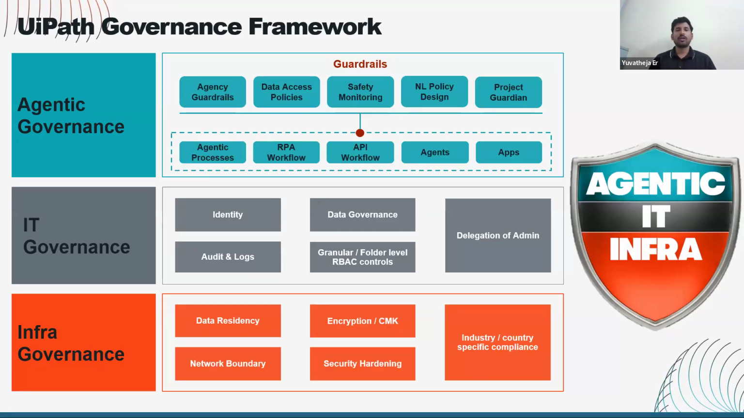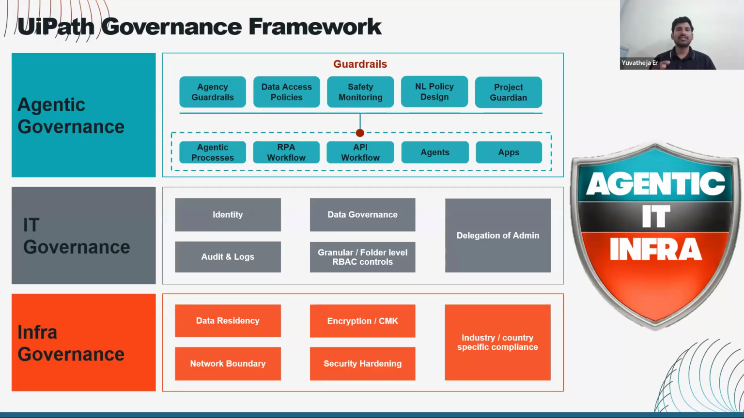Now, this is what I have been talking about. You have three levels of granularity here. On the governance, as we talked about, the data residency or data usage is at the infra level, and then the data governance, access control, audit and logs, identity, all of this is in the IT governance. And now in the agentic governance, we talk about the agency guardrails. How do you put a guardrail around your agent? How do you ensure that it doesn't act out of scope, like out of your control?